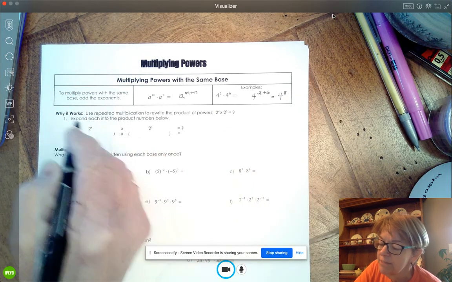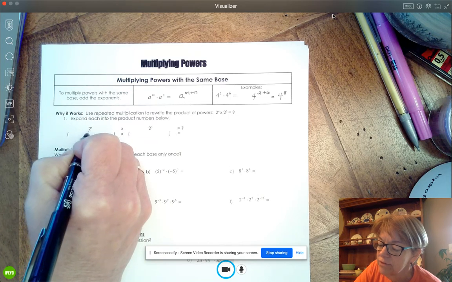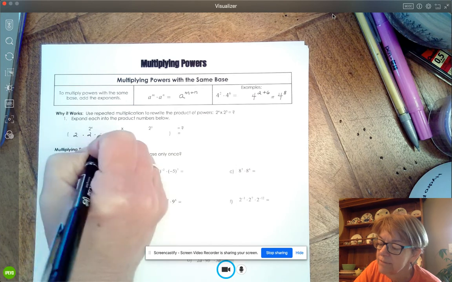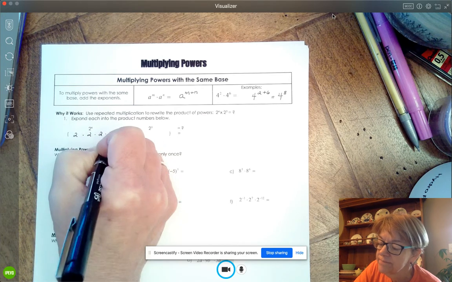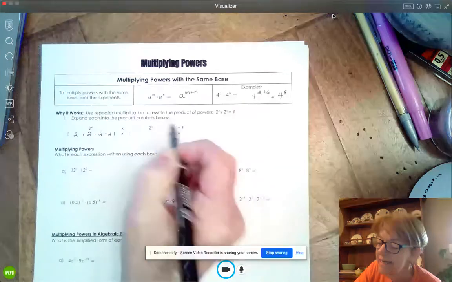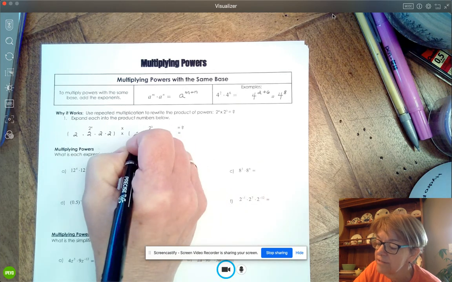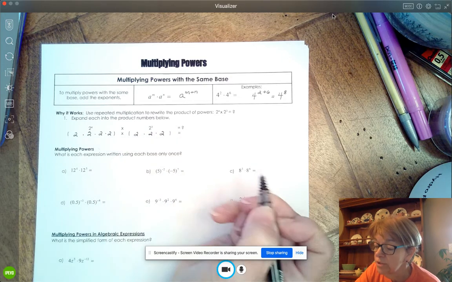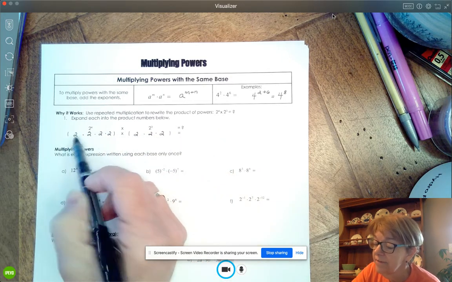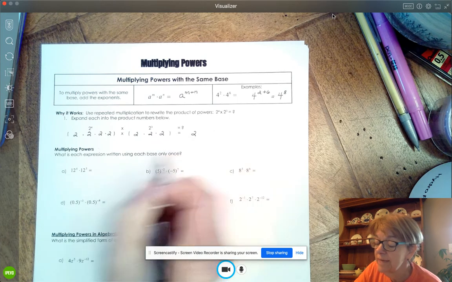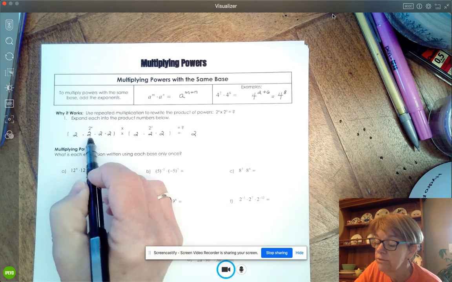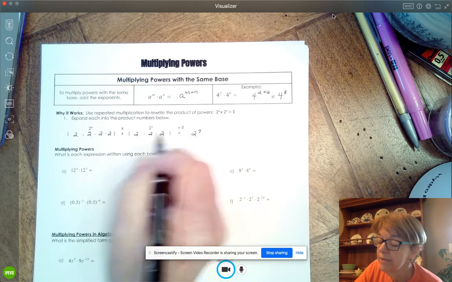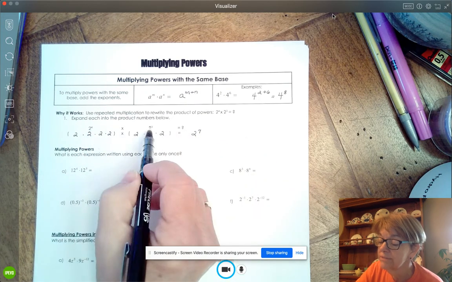If we expand these powers down here, I have 2 to the 4th power, which means 2 times 2 times 2 times 2. Over here, I have 2 to the 3rd power, 2 times 2 times 2, which equals, I have a base of 2, and I'm multiplying them 1, 2, 3, 4, 5, 6, 7 times. And we can see 2 to the 4 plus 3 is 7.